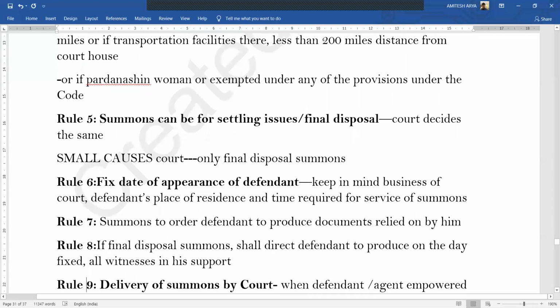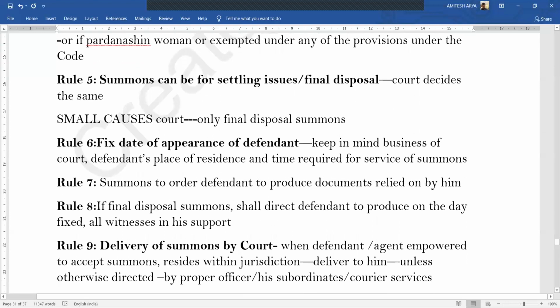Now, summons, rule 7 is stating that whatever summons you are giving, you can also give to a defendant to produce the documents that he is relying. Summons can also call for the documents that the defendant is relying. Rule number 8 is saying that if it is a final disposal summons, there the defendant can be directed that on the day you are appearing, please bring all your witnesses that you want to bring in your support.